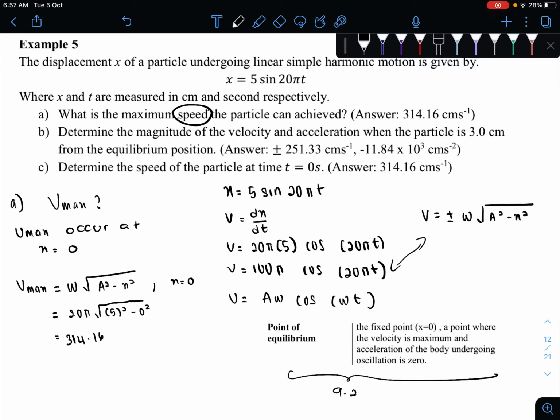Okay, this is velocity. The unit for velocity is displacement divided by time. Right? Our displacement is in centimeters, so it will be centimeters per second here.